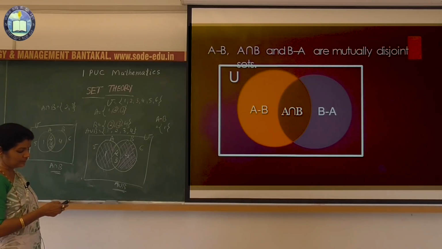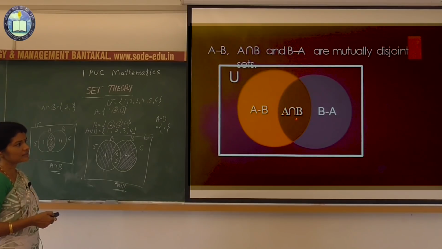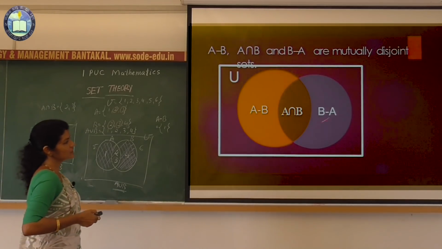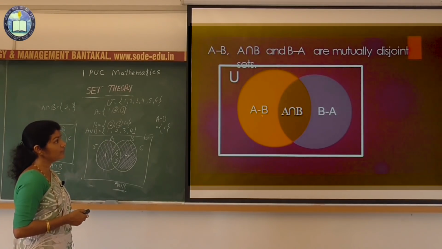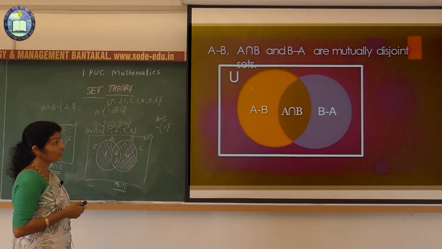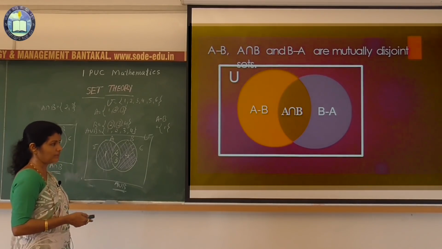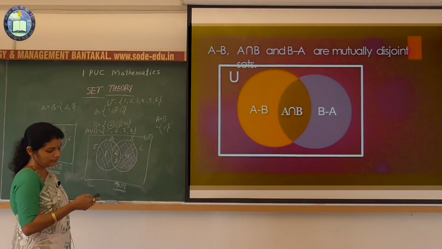Now all the three together, as I said earlier, red region A minus B, this is A intersection B, this is B minus A. If we consider the union of all the three, then we will get A union B. There is a formula for that, we will form that later.